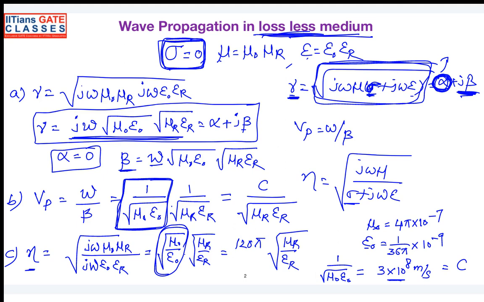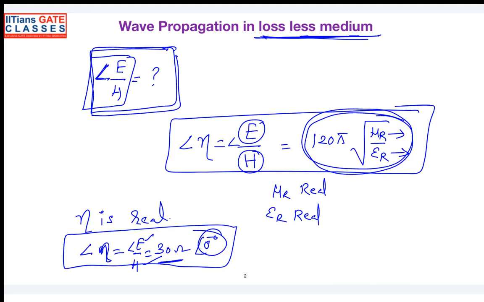So now you are able to define in a lossless medium what the attenuation is, what the phase constant is, what the velocity is, and what the impedance is. Any questions on the approach that I have followed here? So next, consider a different medium.